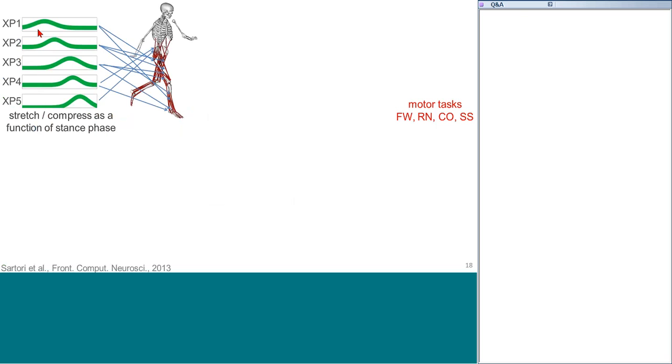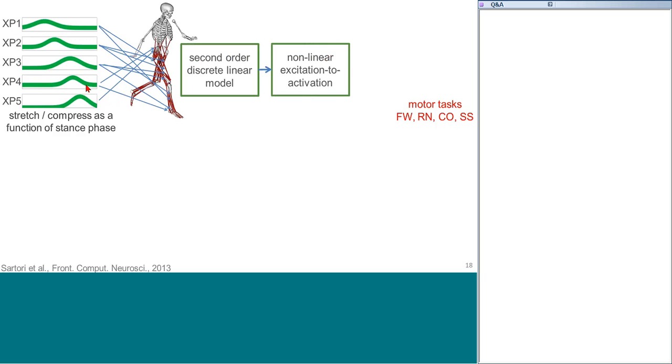So the idea here is to further refine this initial recruitment to better fit the muscle contraction strategies observed across a variety of motor tasks. And we do this by processing these initial excitations using a second-order recursive filter that we use to simulate the muscle twitch in response to the initial excitation. And then we use a nonlinear transfer function to account for the nonlinearity between excitations and muscle force.